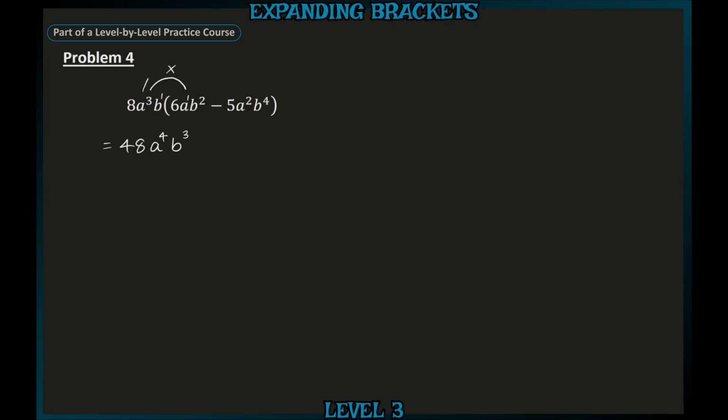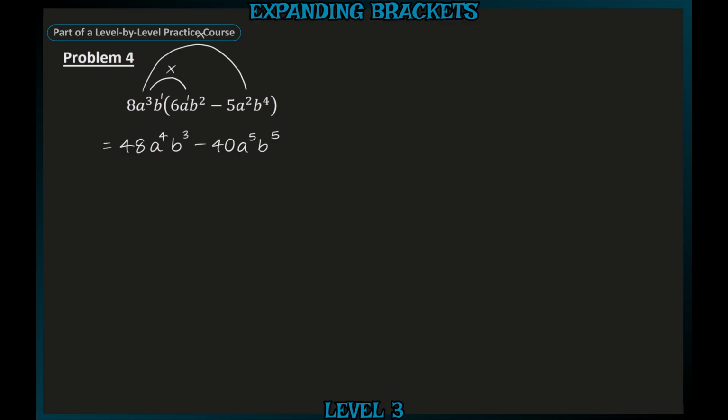We now need to multiply 8a cubed b by minus 5a squared b to the power of 4. So again, starting with the numbers, we have 8 times minus 5, which is minus 40. Moving on to the a's, we have a cubed multiplied by a squared. This gives us a to the power of 5 because we add those powers together. And finally, moving on to the b's, b to the power of 1 multiplied by b to the power of 4 gives us b to the power of 5 as we add those powers together again.